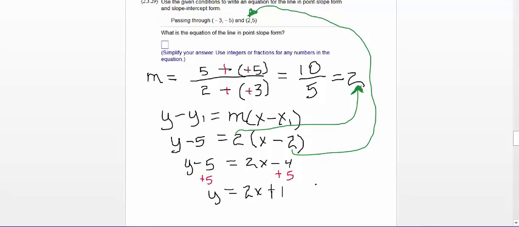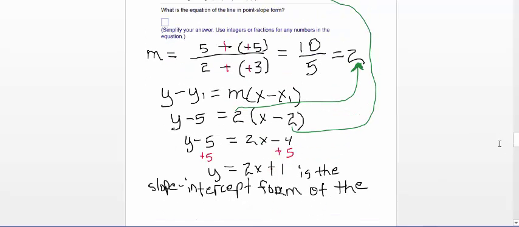Now I'm going to simplify this in order to find the slope-intercept form of the equation. So I distribute and then add 5 to both sides to get y equals 2x plus 1. So that's the slope-intercept form of my line equation.